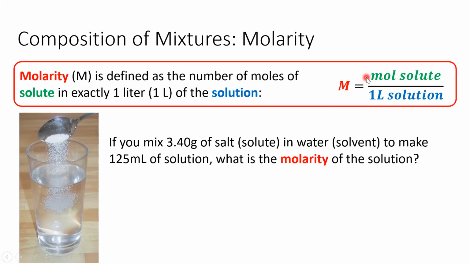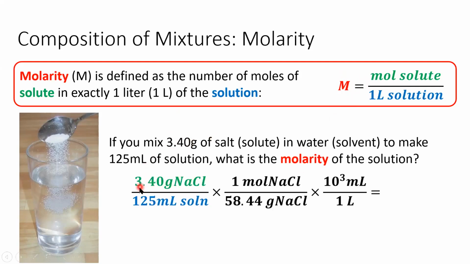So we need the moles of the solute. It gives us grams. We're going to have to convert grams to moles before we can plug it in here. And we're going to need the liters of the solution. We're given the milliliters, so we need to convert that to liters, and there are 1,000 milliliters per liter.